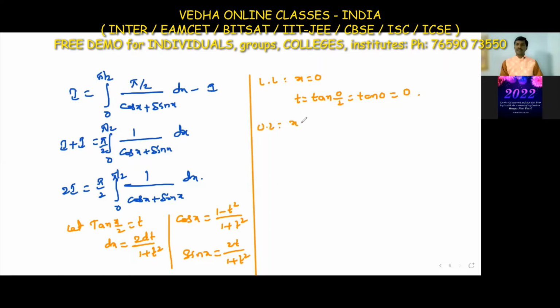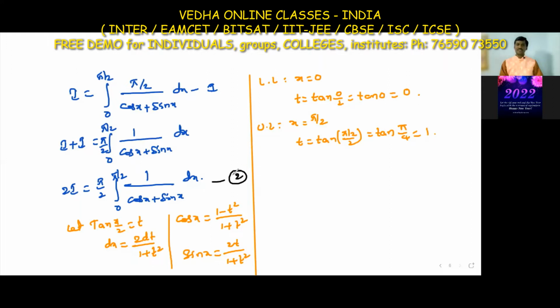Next, upper limit is x is equal to pi by 2. Then t is equal to tan of (pi by 2) divided by 2, or we can write it as tan of 1 by 2 into pi by 2, that is pi by 4. Tan 45, that is 1. Now substituting all these values.